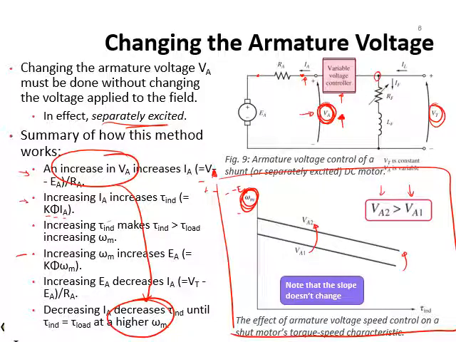If you remember, in the previous method, when you change the field resistance, it's not only shifting the line, but it also changes its gradient. Okay, so this technique changed the output characteristic in a different way compared to the previous technique.